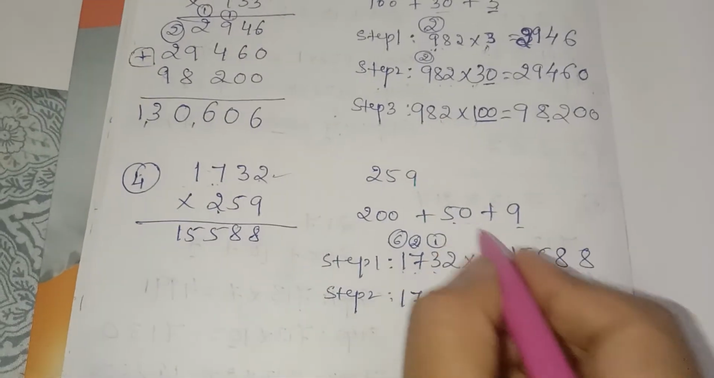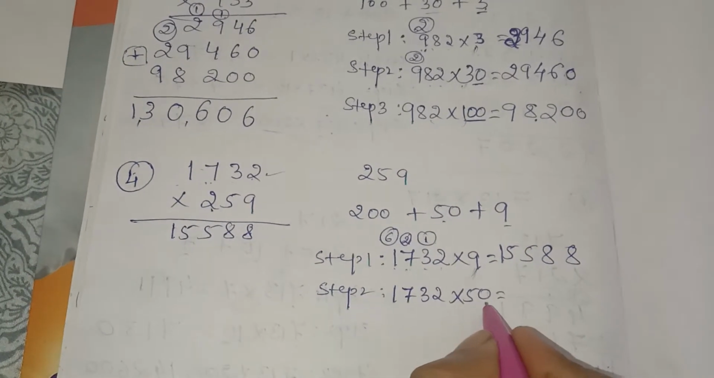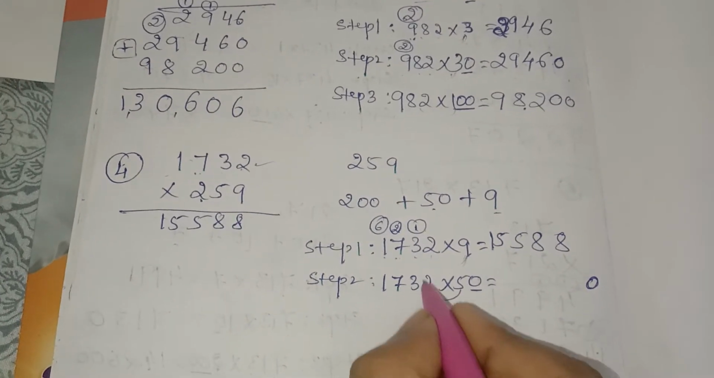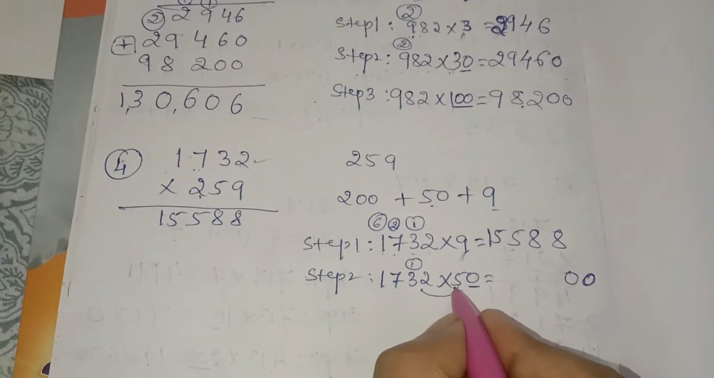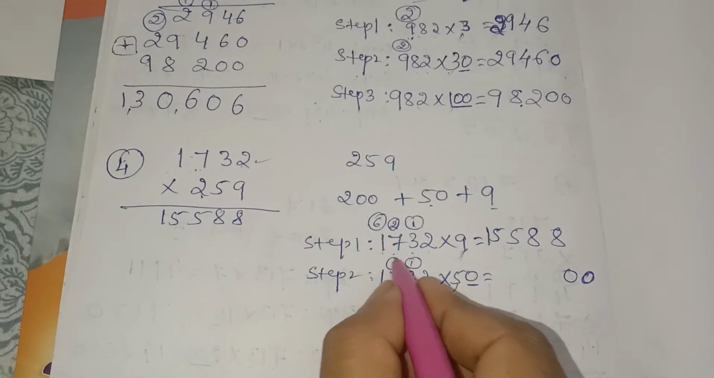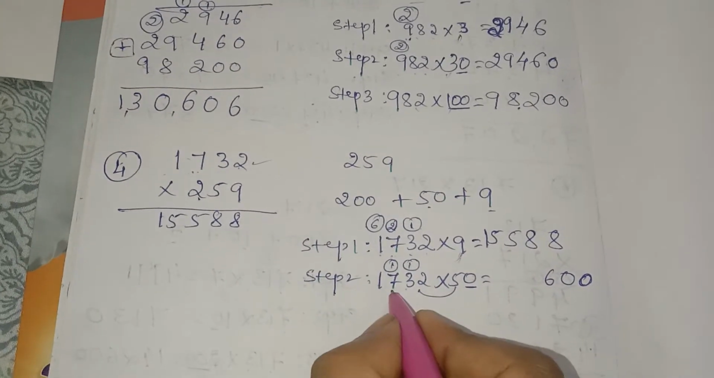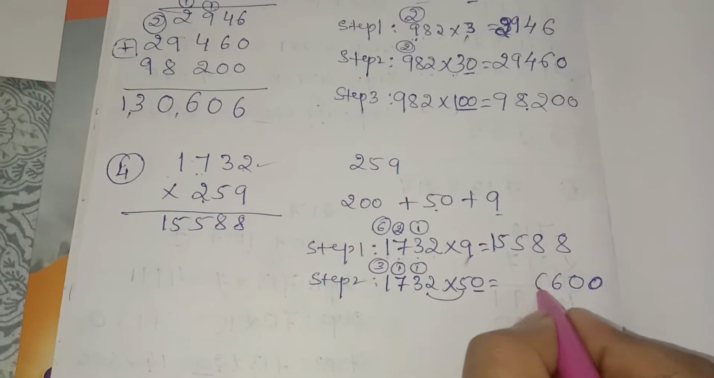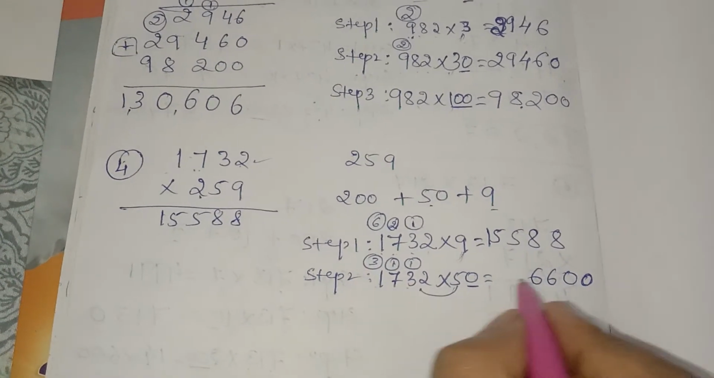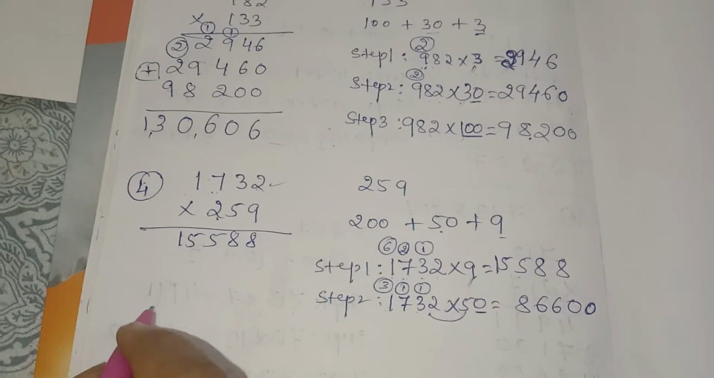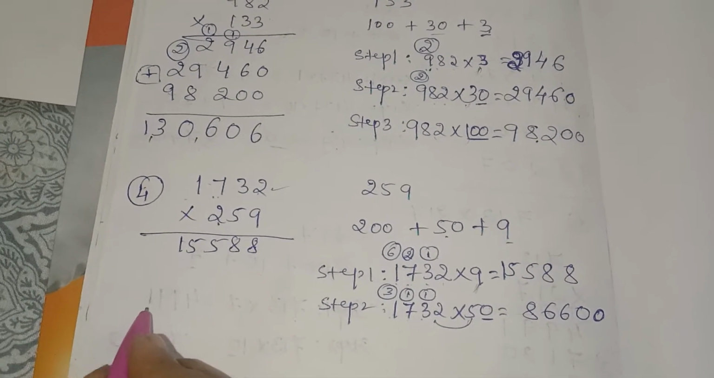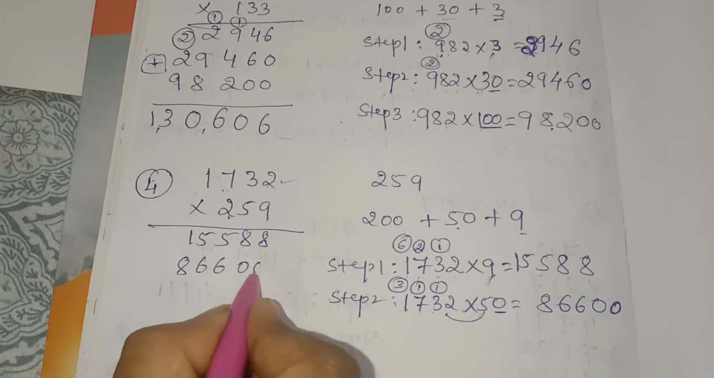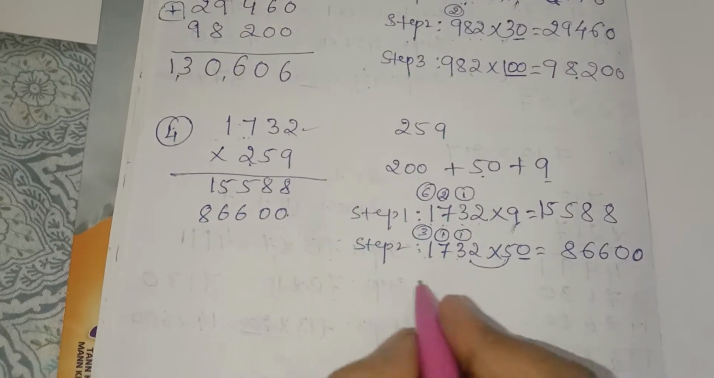1732 multiply by 50. Here I have 1 zero, so I'll write 0 here. 5 2s are 10. 5 3s are 15 plus 1 is 16. 5 7s are 35 plus 1 is 36. 5 1s are 5 plus 3 is 8. Here I got 86600 in step 2.